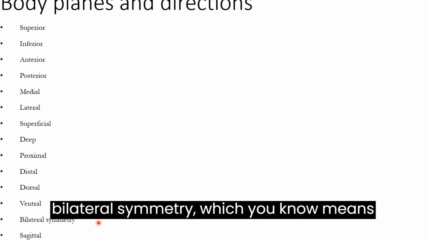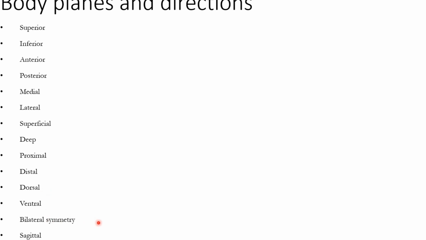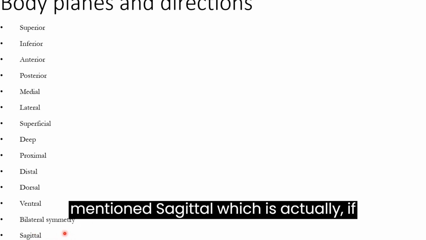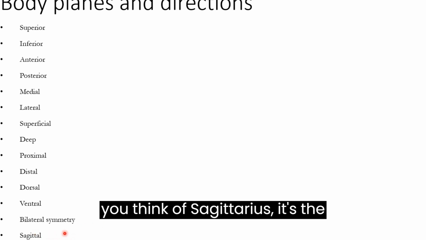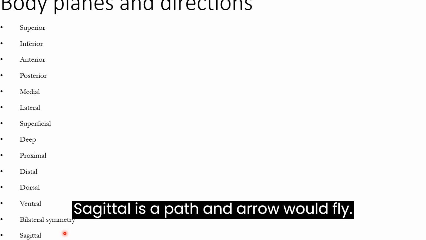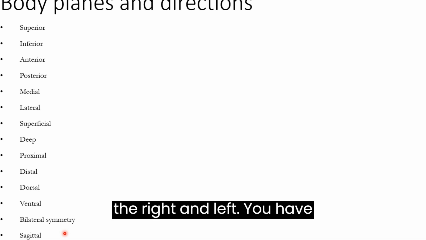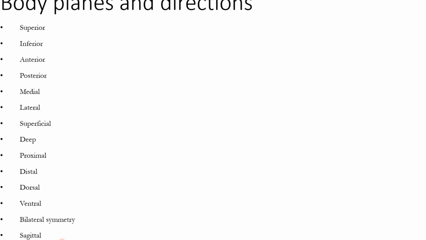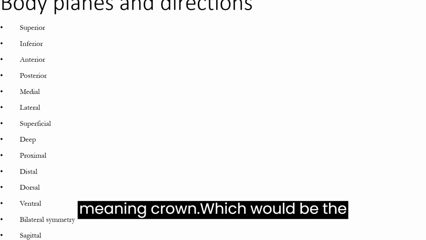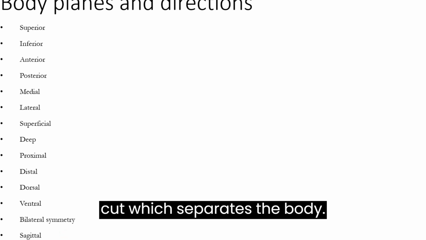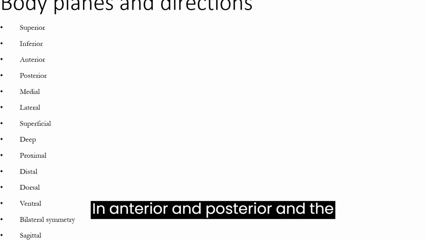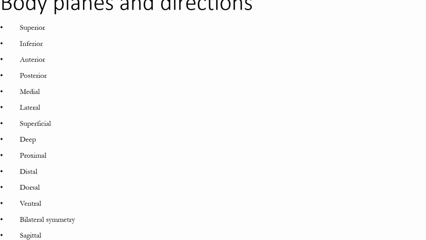I mentioned bilateral symmetry, which, you know, means two equal sides. And I mentioned sagittal, which is actually, if you think of Sagittarius, the symbol has a bow and arrow. Sagittal is the path an arrow would fly, so you have mid-sagittal, which separates the right and left. You have parasagittal, which are any cuts along that. Coronal, meaning crown, which would be the cut which separates the body into anterior and posterior. And the transverse, again, is a belt-shaped cut.